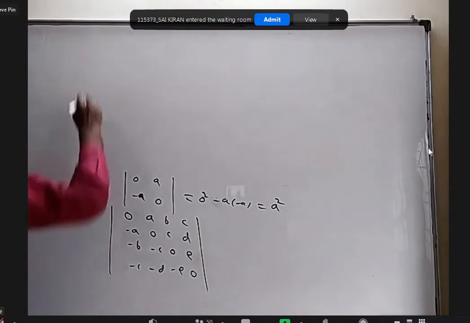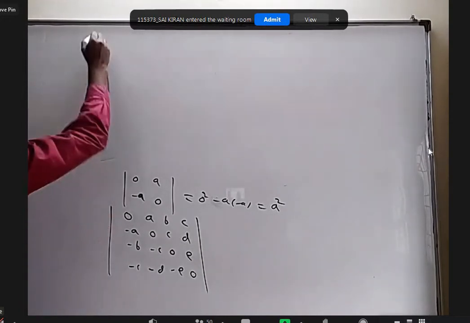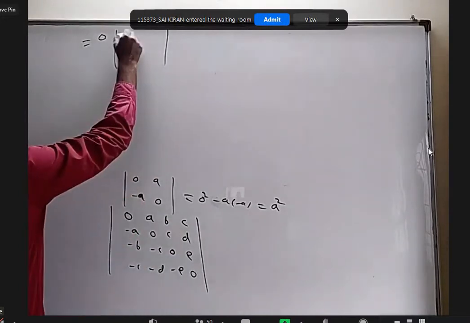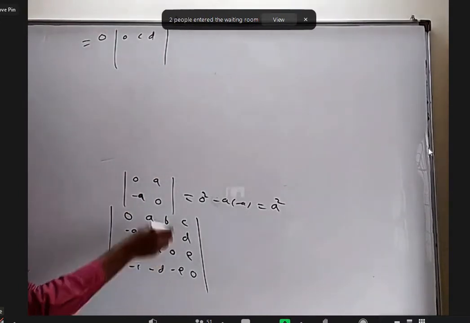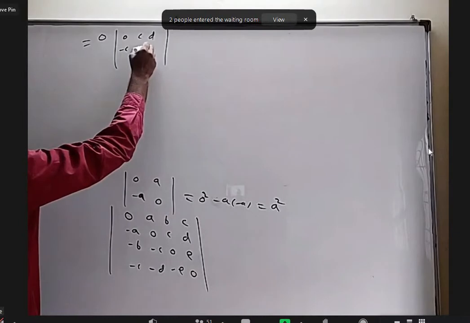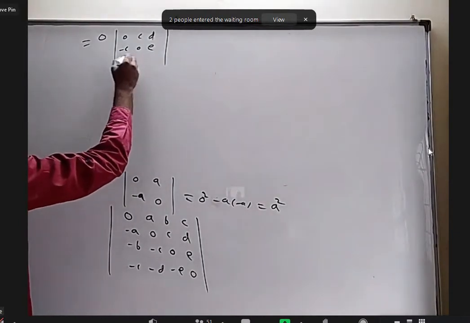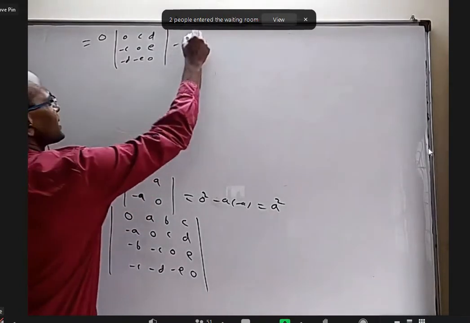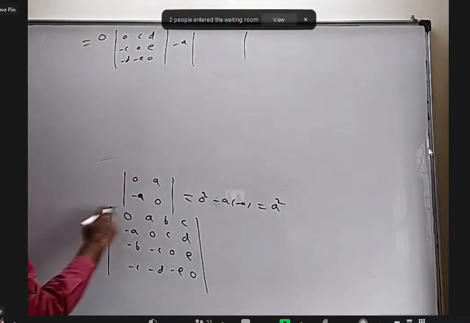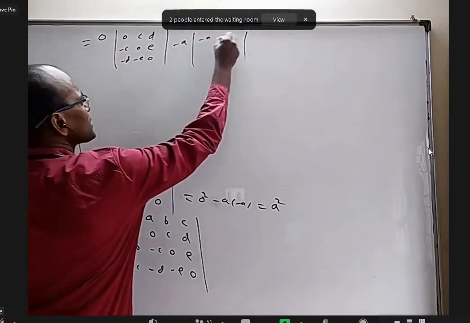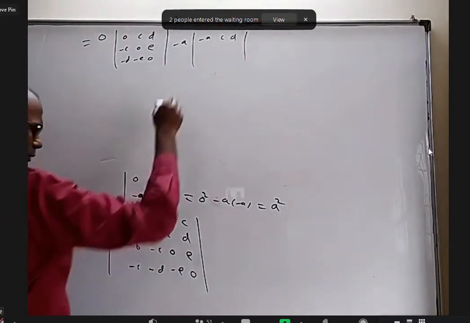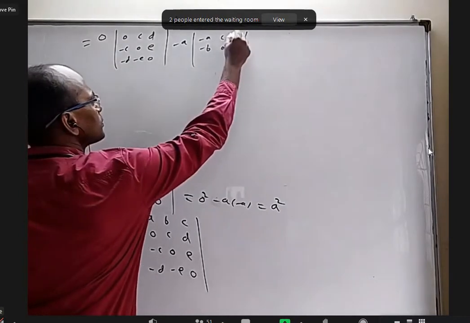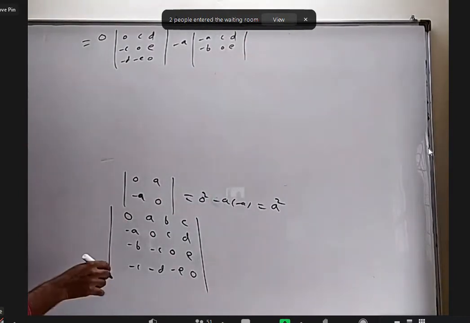So in this one, I have to write 0 into a 3 by 3 determinant. I don't have to write it because anyway it is 0, but still: 0, C, D; minus C, 0, E; minus C, 0; minus A into the next 3 by 3. Forget about this. Minus A, C, D; minus B, 0, E; minus C, minus C, 0.